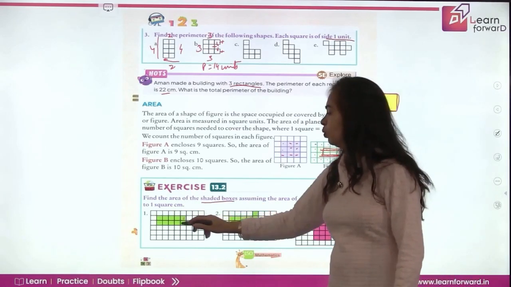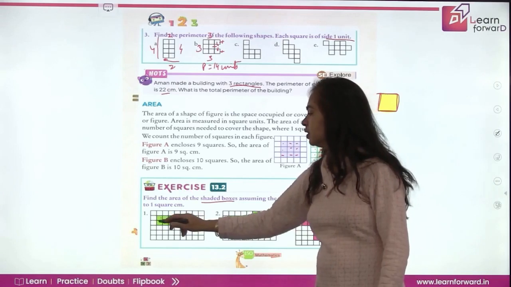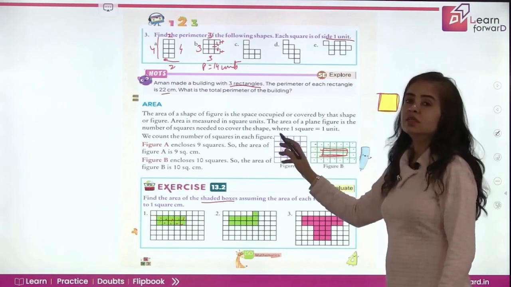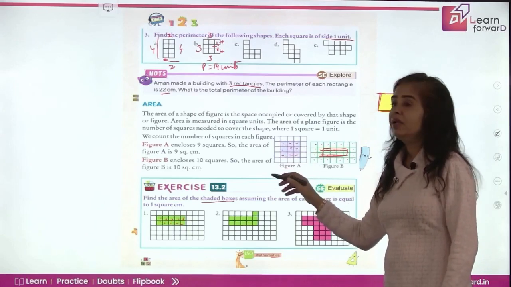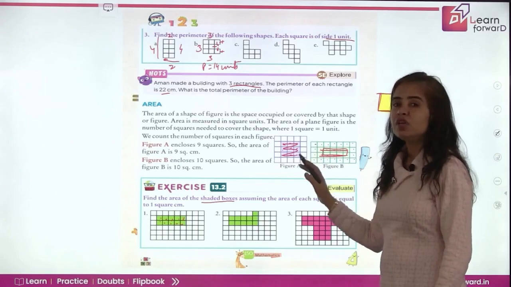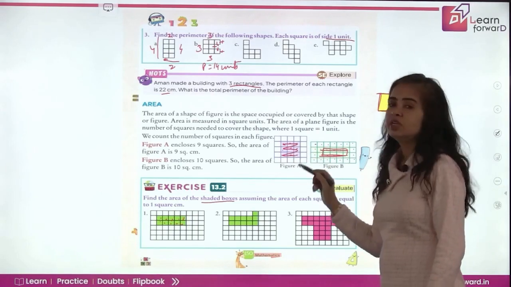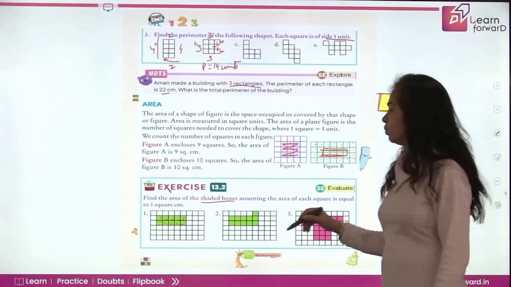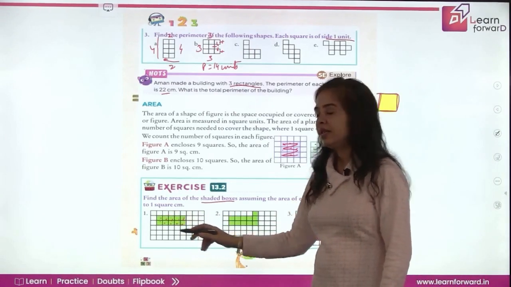So we'll count only these 5, 6, 7, 8, 9, 10. Right? So actually what is this, children? This is your square grid in which we are shading these many squares only. So we are counting only the shaded parts. Here 9 square units and here 10 square units. So here we have again 10 square units.